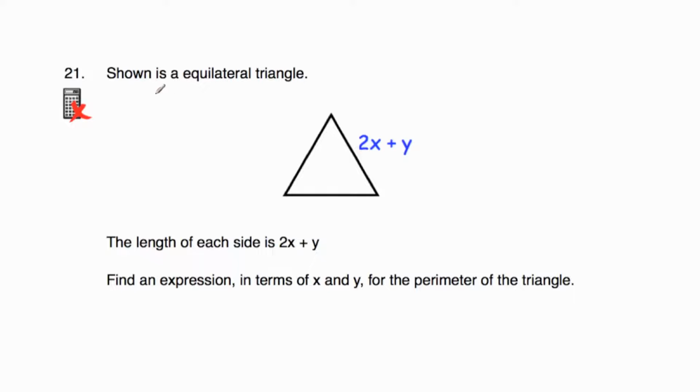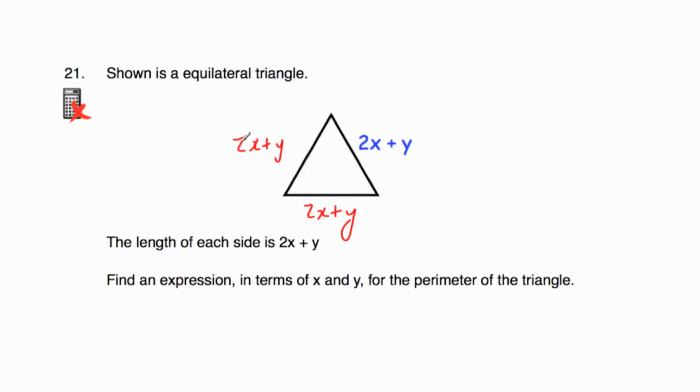Question number 21. So question number 21 says shown is an equilateral triangle. So an equilateral triangle is a triangle where all the sides are the same length and all the angles are 60 degrees each. But the most important thing here is it says the length of each side is 2x plus y. So we've got 2x plus y, 2x plus y, and 2x plus y. And we've been asked to find an expression in terms of x and y for the perimeter of the triangle. So we're trying to find the perimeter of the triangle. So we're going to add up the 2x plus y, the 2x plus y, and the 2x plus y and see what we get. So let's add the like terms.